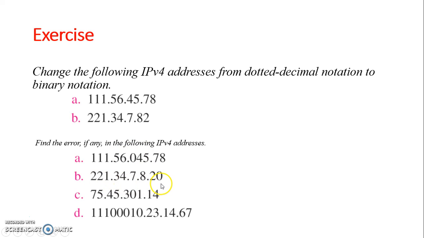Here they have represented some 5 numbers, so it is an error. And also here each number or each byte should be less than 255. The range is from 0 to 255, but it is exceeding this 255. And here you can see you cannot use a mixture of both the dotted decimal as well as the binary notation as a combined one. So again this is also an error.